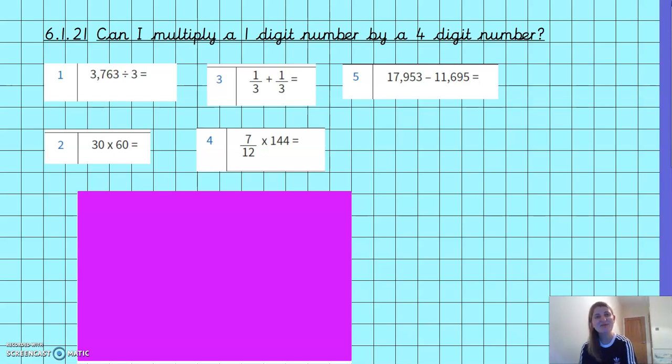Hi everyone, welcome to today's maths where we are going to be building on what you did yesterday and multiplying a 1-digit number by a 4-digit number. Okay, so hopefully that recap yesterday was really helpful for us with that today.